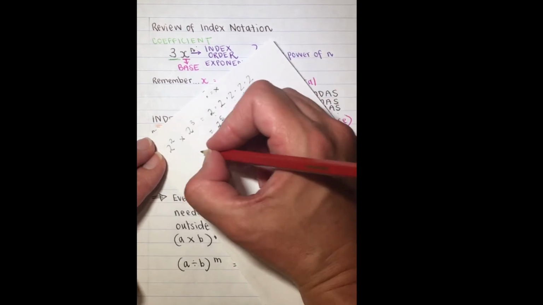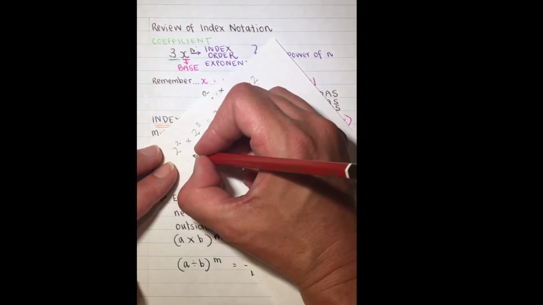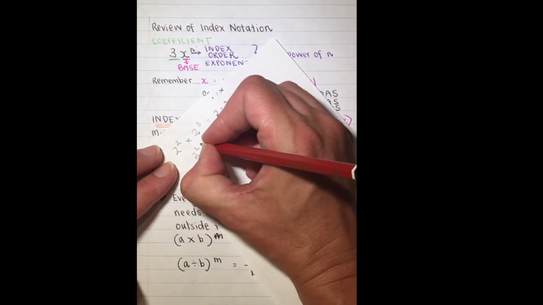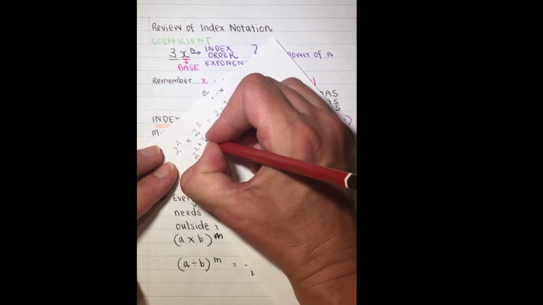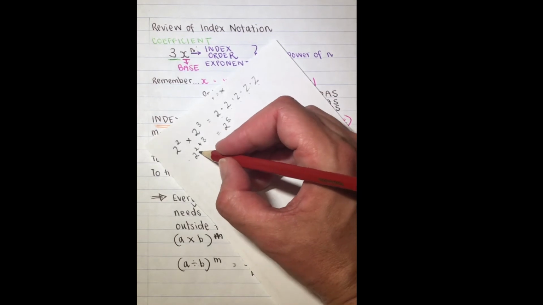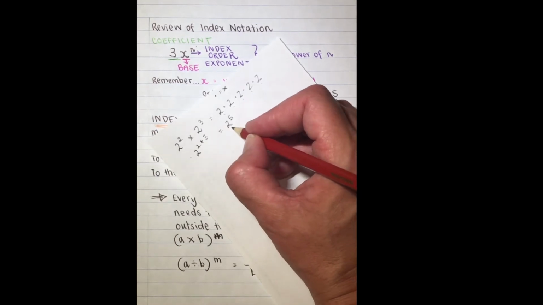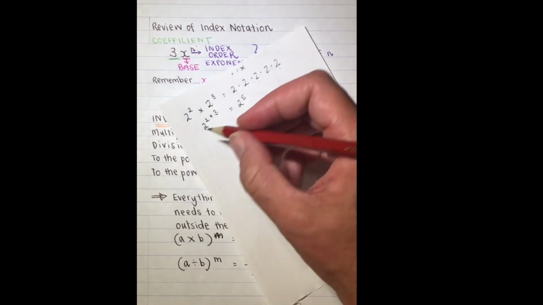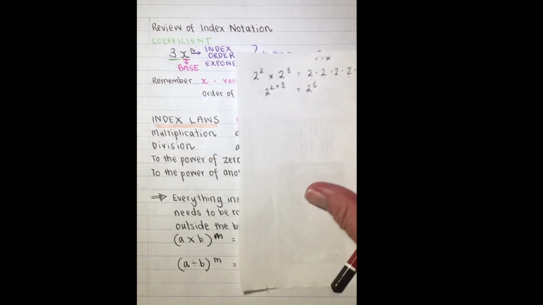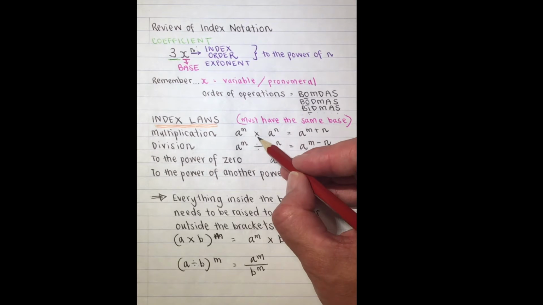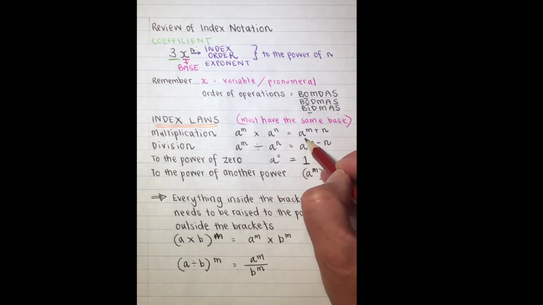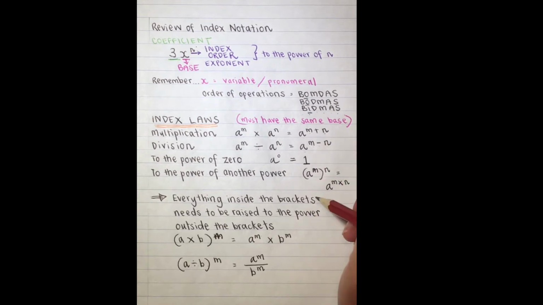But a much faster way of doing that would just have been to have said 2 to the power of 2 plus 3. 2 to the power of 2 plus 3 equals 2 to the power of 5. When we're working with the same base, the law, or the shortcut, is a to the power of m times a to the power of n equals a to the power of m plus n. Excellent. Working with the same base.